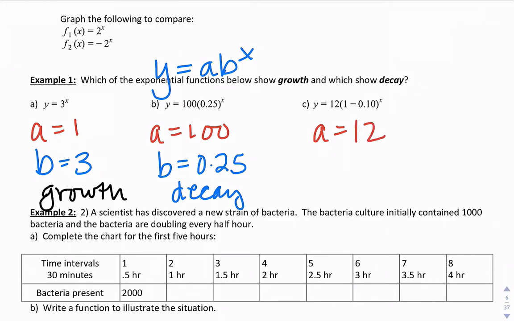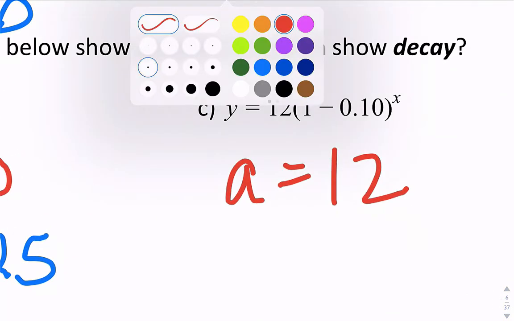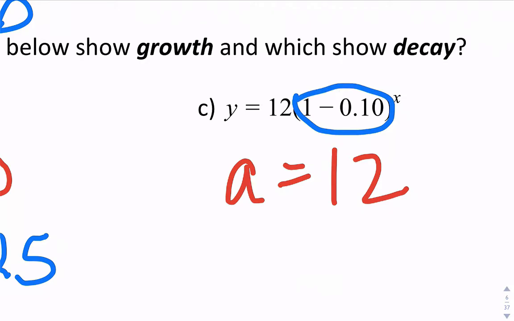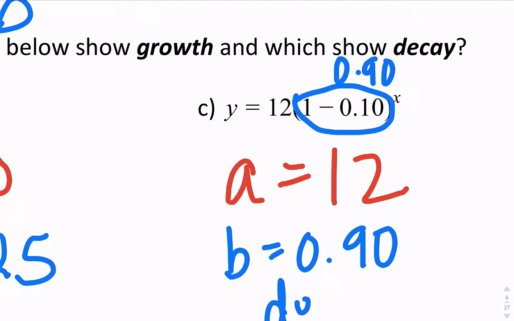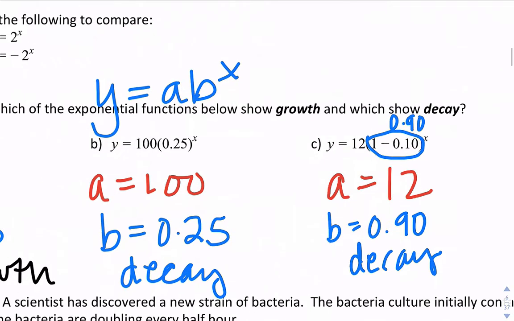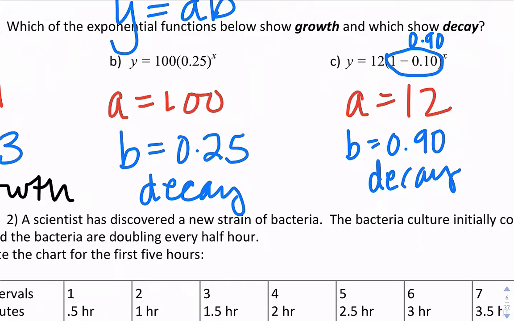We start with 12. But then if we go inside this right here and actually figure out that number, that is 0.9. And that is less than 1, so that will be decay. We take 90% of the time before, and that's going to decrease by 10% every time.